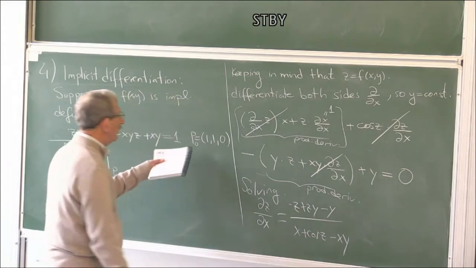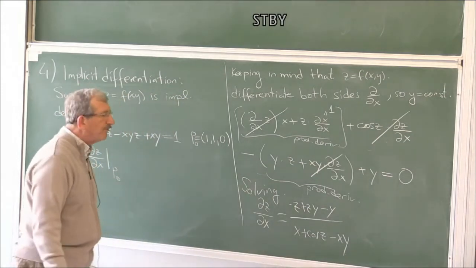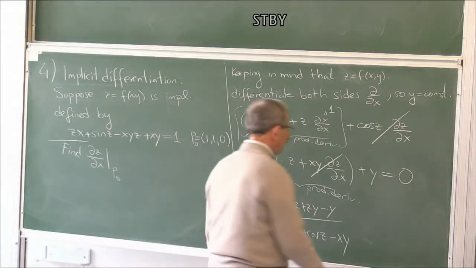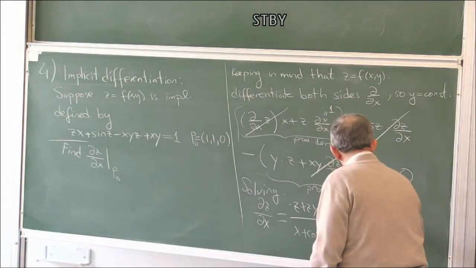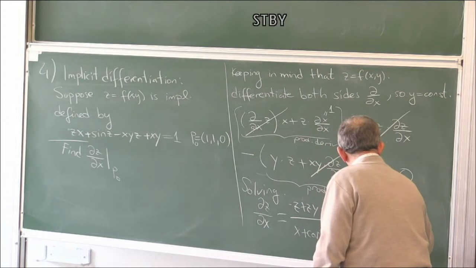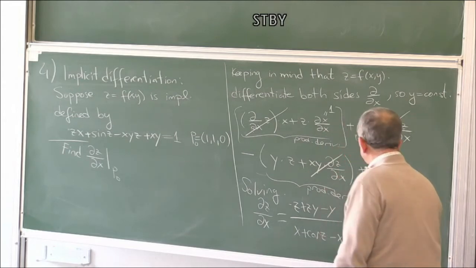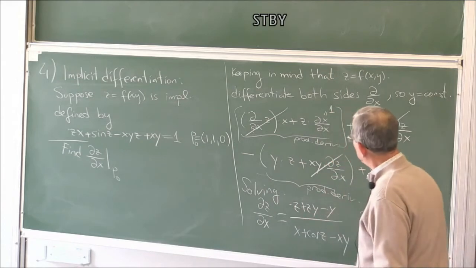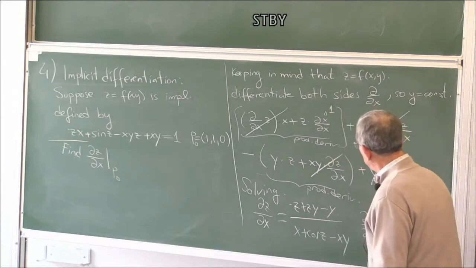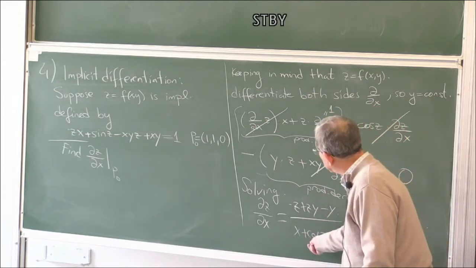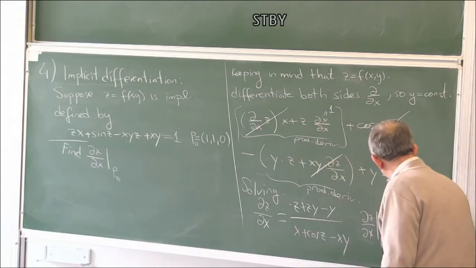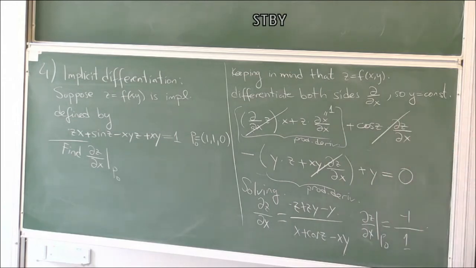Of course, if we want the value at 1, 1, 0, we should put that in place and then get it. So del z del x at p0 would be, well, z is 0 and y is 1, so that's minus 1. And z is 0, so this is 1, 2, and minus 1. That makes 1. And so we find it that way.